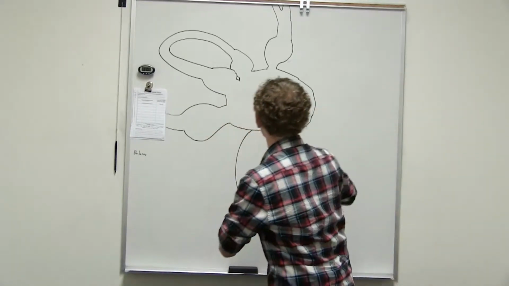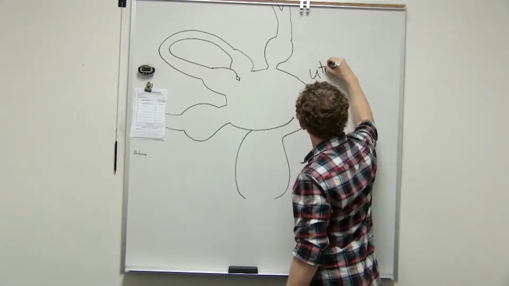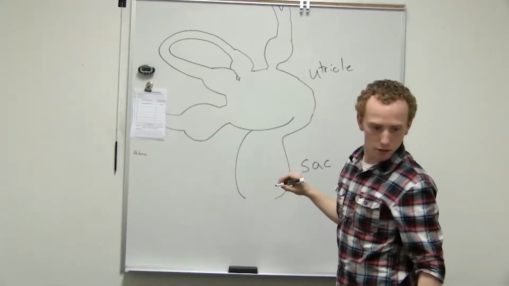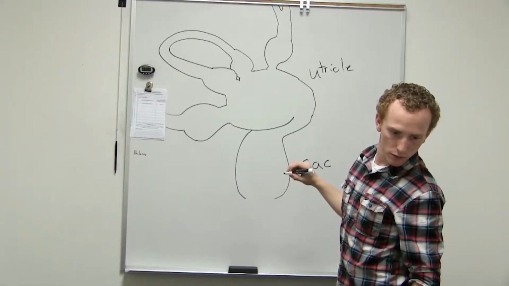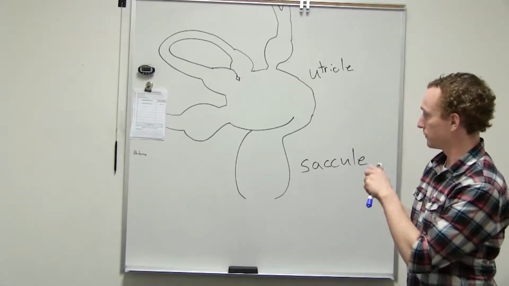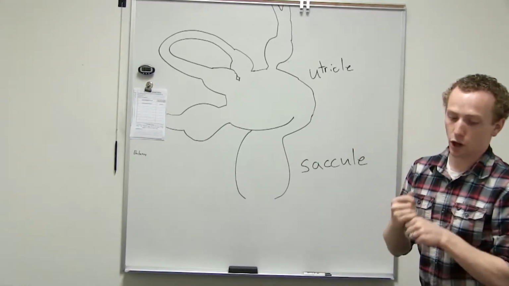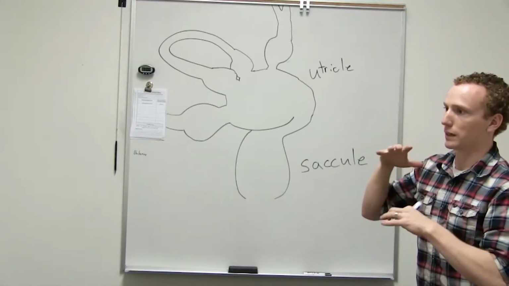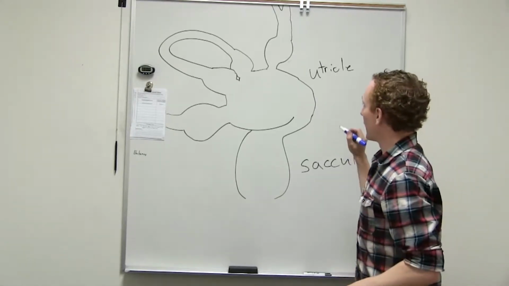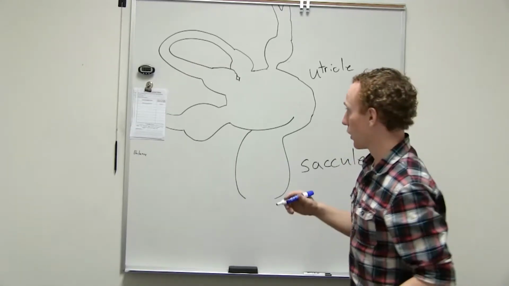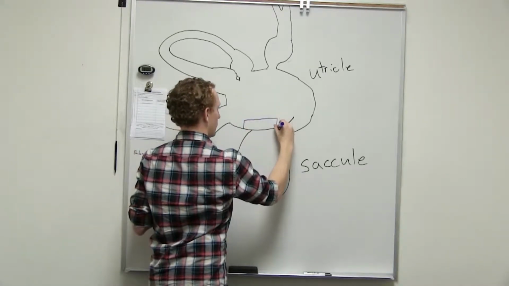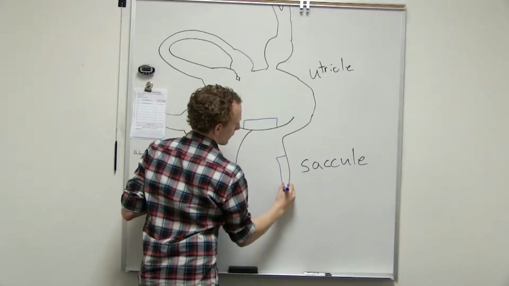More specifically, this is my utricle, and this is my saccule. I think the hardest part about balance is knowing what piece is what. I think the anatomy is a lot more difficult than the physiology. Inside my utricle and saccule, I've got something right here, something right here.